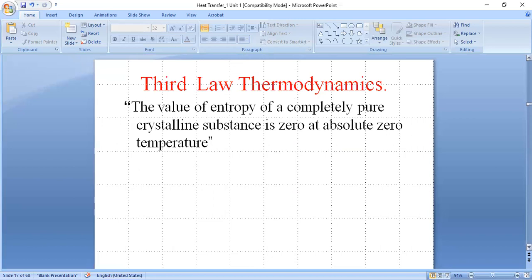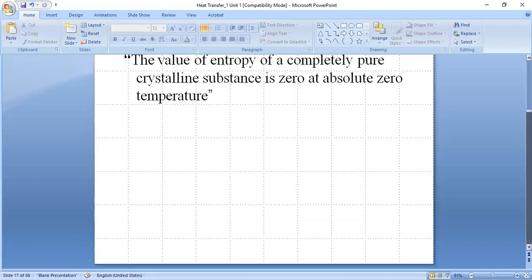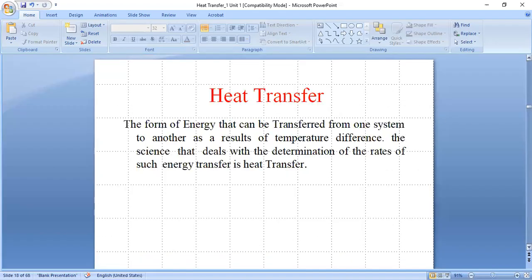Third law of thermodynamics: the value of entropy of a completely pure crystalline substance is zero at absolute zero temperature. That is the third law of thermodynamics.